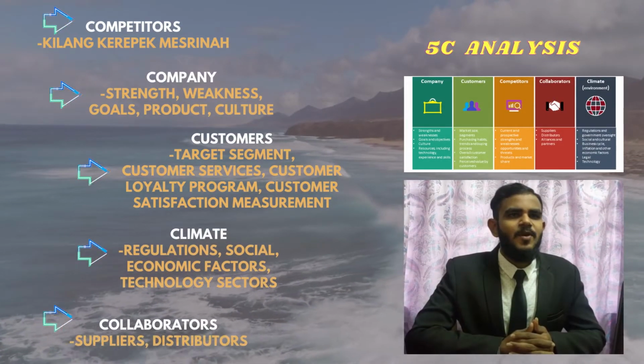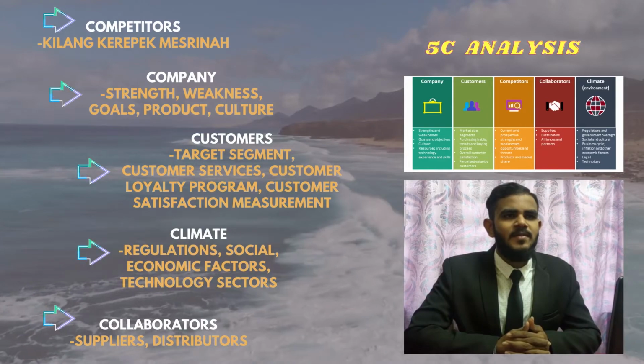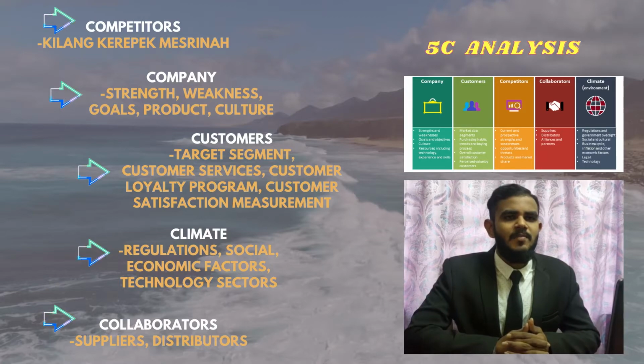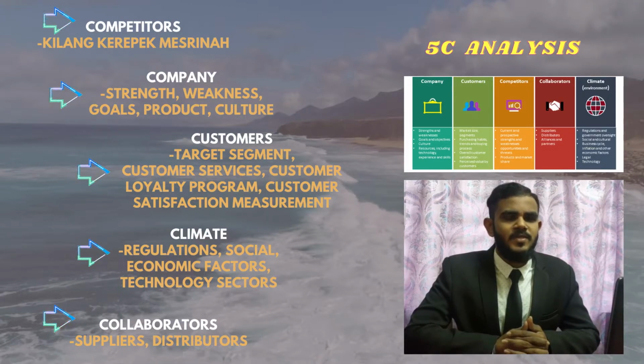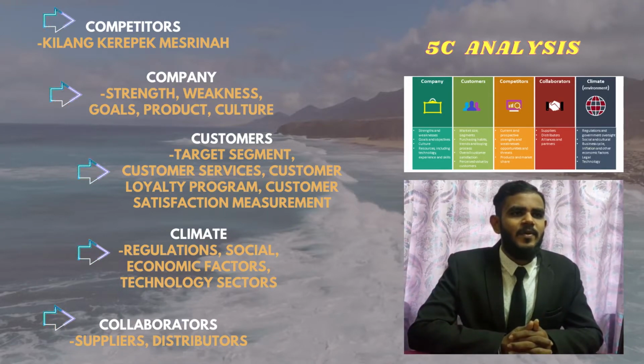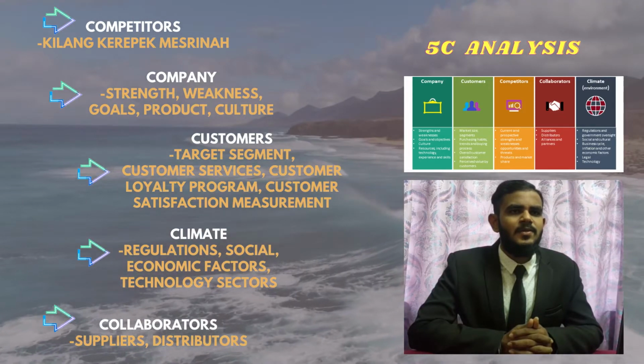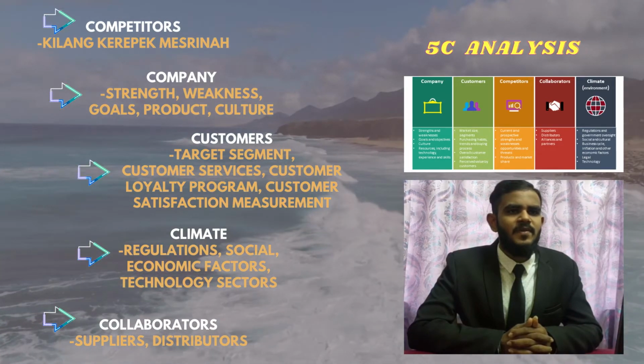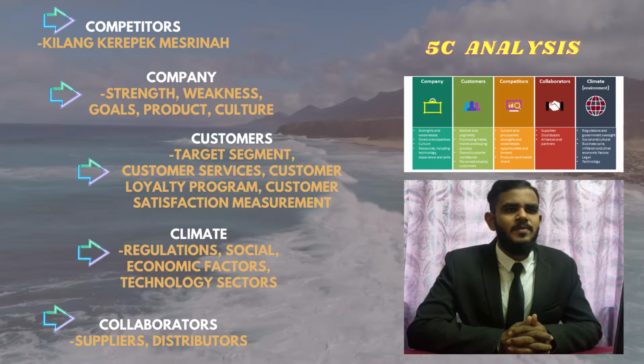For the 5C analysis, the main points are the competitors, company, customers, climate, and collaborators. First is competitor. The competition between Jamirah Food Industries Sdn Bhd and Kilang Crepe Mesrina, because they are also doing the same type of business around the same location. Second is company. The first subpoint of the company is strength. Jamirah Food Industries Sdn Bhd owns its own farm for raw material. Second is weakness. Jamirah Food Industries Sdn Bhd has no specific system for suppliers' performance measurement. Third is goals. Jamirah Food Industries Sdn Bhd aims to become one of the favorite snacks for Malaysians. Fourth is product: tapioca chips, banana chips, and sweet potato chips. Fifth is culture: various flavors of potato according to the seasons.